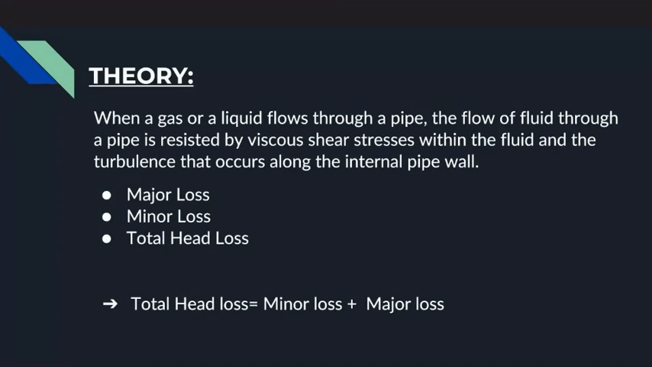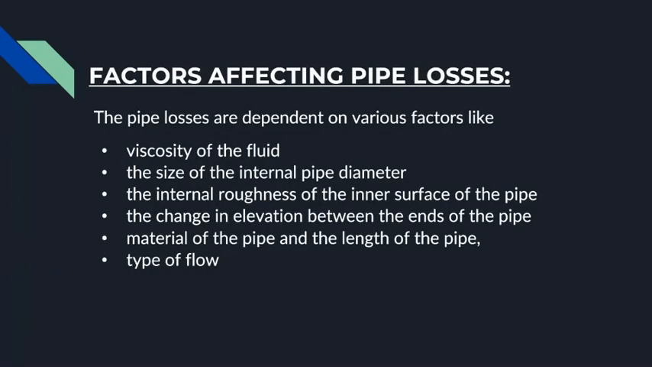The pressure loss in pipe flows is called head loss. The frictional losses are referred to as major losses, while losses through the fittings are called minor losses. The sum of both the major losses and the minor losses is known as total head losses for the pipe flows. The pipe losses are dependent on various factors like viscosity of the fluid, size of the internal pipe diameter, internal roughness of the inner surface of the pipe, change in elevation between the ends of the pipe, material of the pipe, length of the pipe, and even on the type of flow.